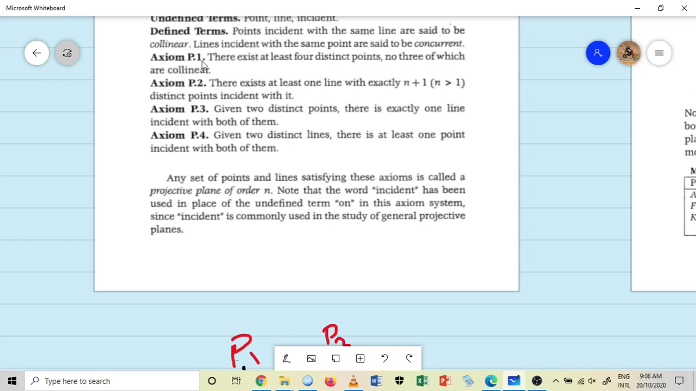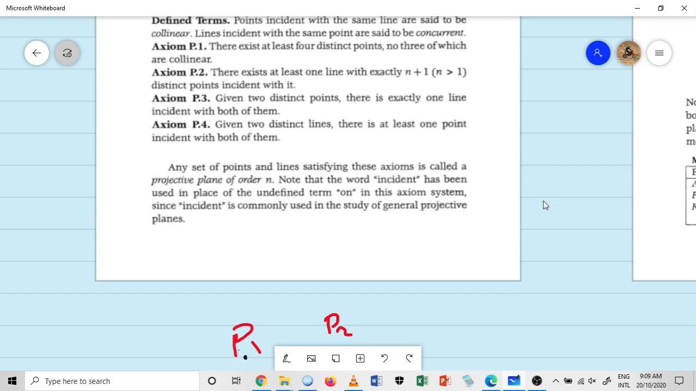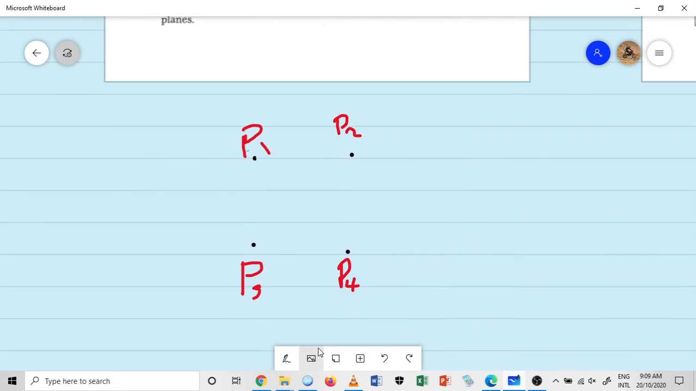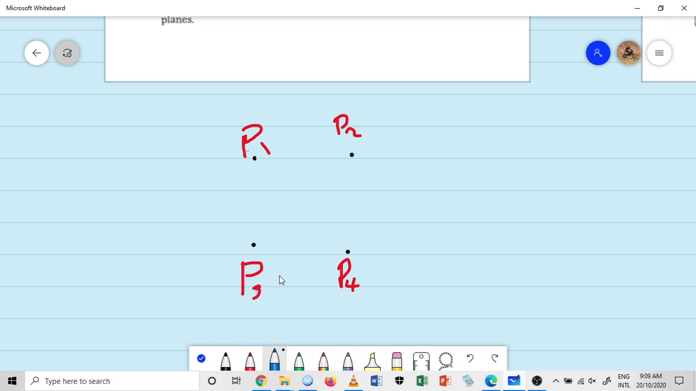Let us just focus on axiom P.1, axiom P.3, and P.4. Axiom P.3 states that given 2 distinct points, there is exactly one line incident with both of them. For every pair of points, there is exactly one line. If we go back to our illustration, let us color the lines blue. For P sub 1 and P sub 2, there would be one line containing both of them. Let us call it L sub 1.